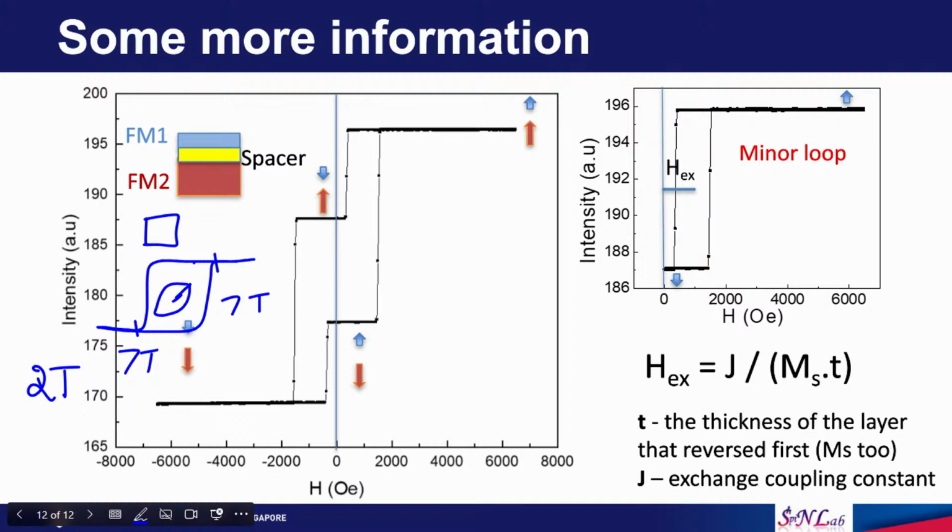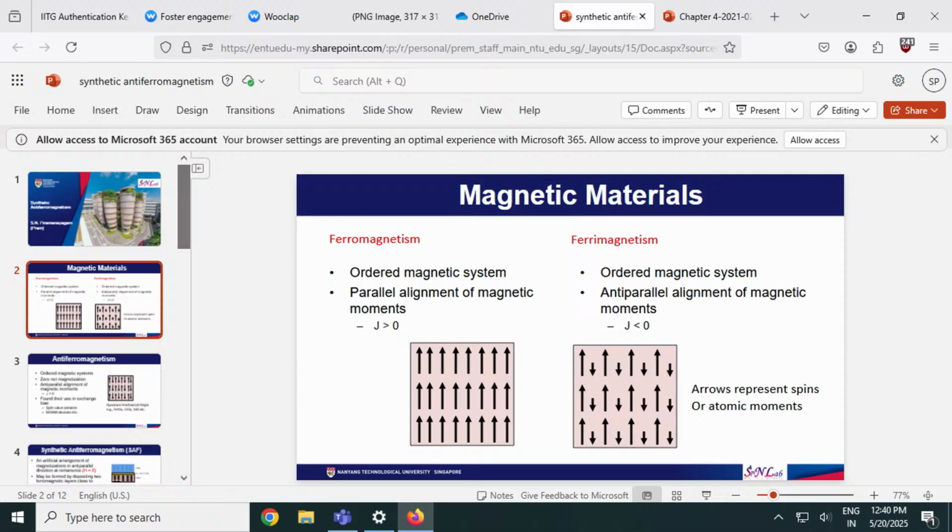Only when you apply 7 Tesla will this loop get saturated, but here I am applying a much smaller field, which is not enough to saturate. So, I still get some loop. This is called a minor loop. In this case again we are going from saturation, but we are stopping somewhere here. We are not going all the way to the other side. So, this is called a minor loop. Okay. So, that is about synthetic antiferromagnetism.